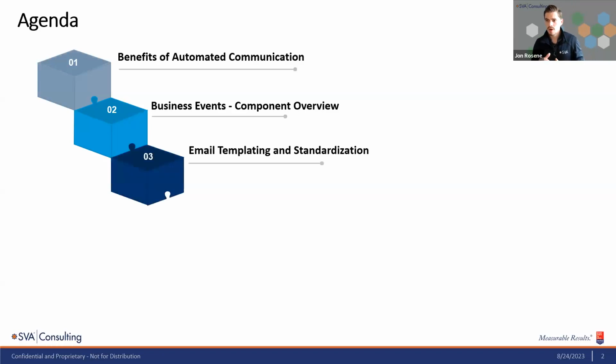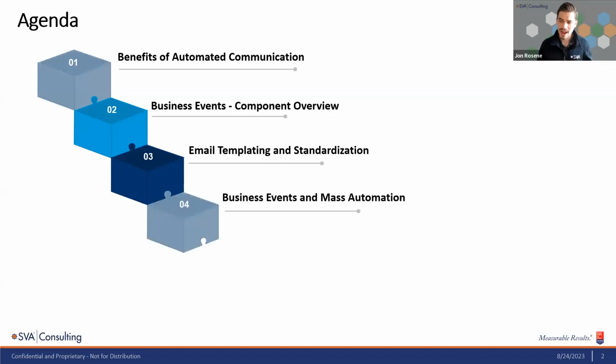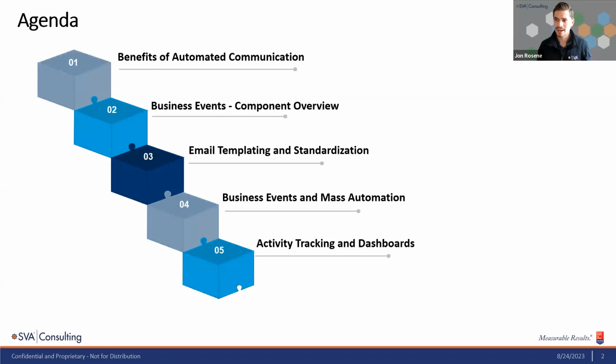As we jump into it, we'll go through a demonstration around email templating and standardization capabilities. We'll take a look at the business events and mass automation capabilities that are tied into that. Then we'll also take a look at, as we are sending out communication from the system, as we are handling the templated communication, how are we tracking that? So activity tracking, not only through a master record perspective, but also at a higher level perspective from a dashboard standpoint. So we'll take a look at a few of those options.